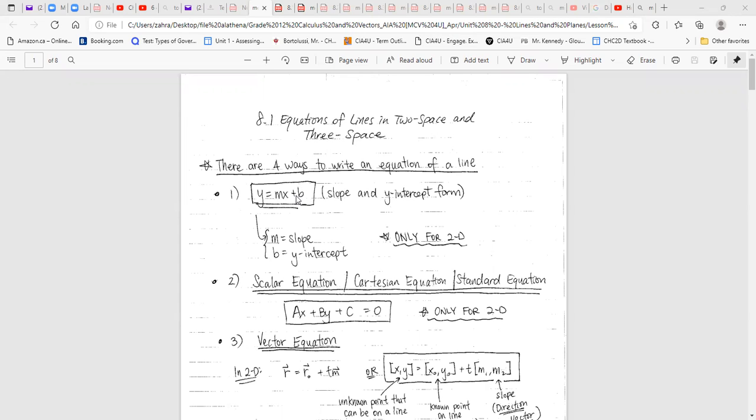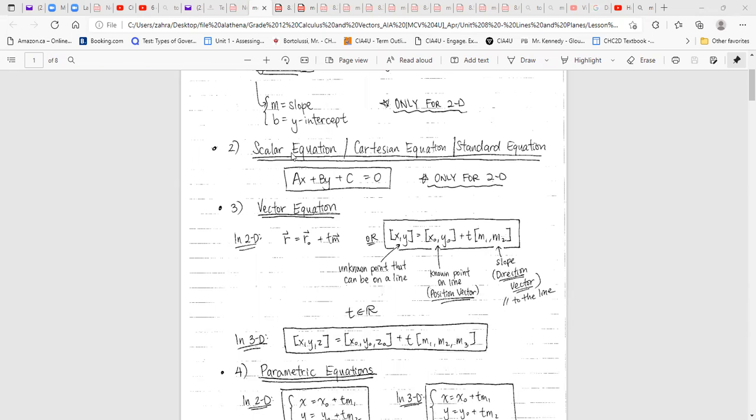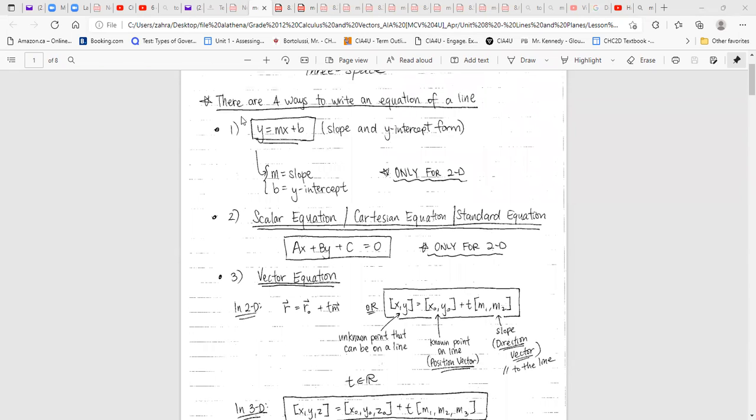If you have two points, we can find the slope between the two points and substitute one of the points and the slope to find the value of b. Then we have the scalar equation, also called the Cartesian equation or standard equation. If you rearrange this one, bringing everything to the other side, you get the form ax plus by plus c is equal to 0.